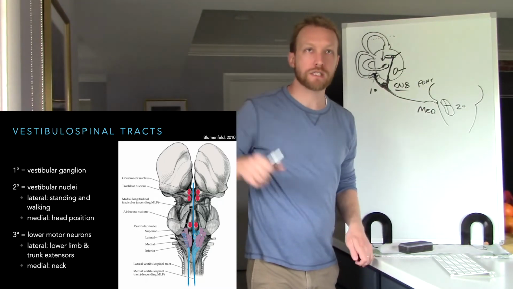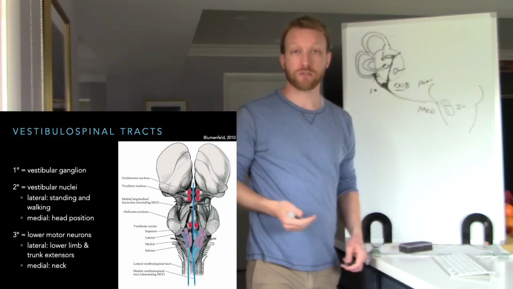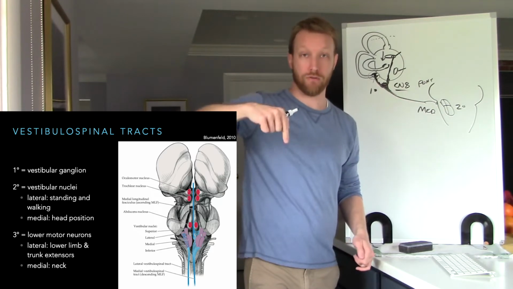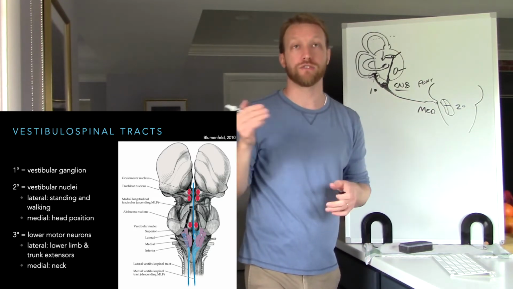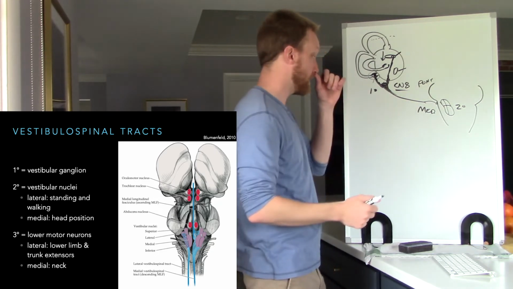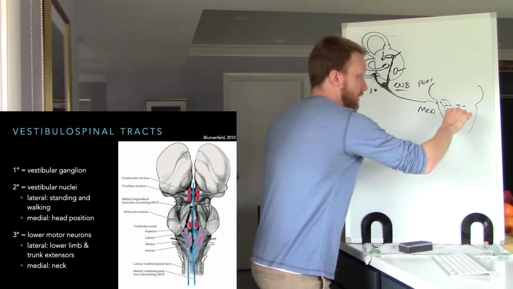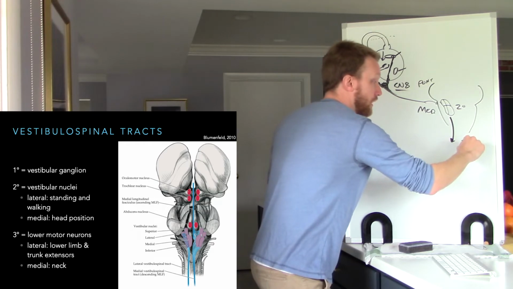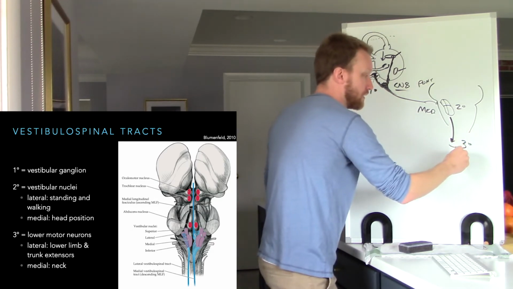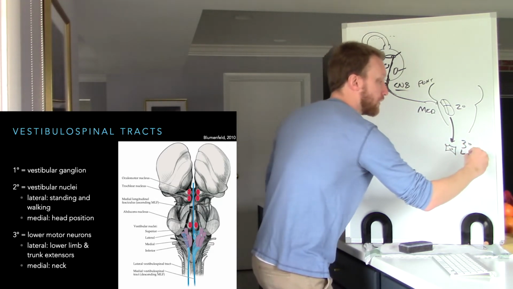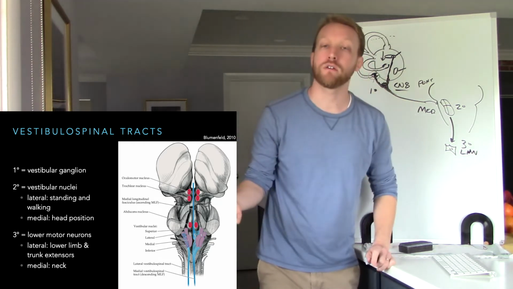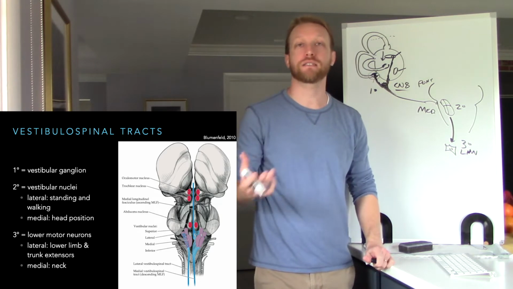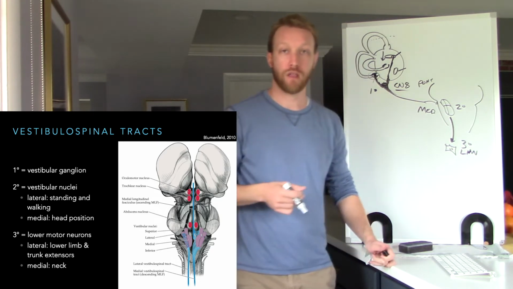Now, since we're on this slide, it's the vestibulospinal tracts, you can probably tell we're going down into the spinal cord. So from the vestibular nuclei to the spinal cord, that's your vestibulospinal tract. So the downward projection here is going to hit that 3rd neuron, and that's going to be lower motor neurons in the spinal cord. Depending on which component of the vestibulospinal tract we're talking about, that's going to determine which lower motor neuron.